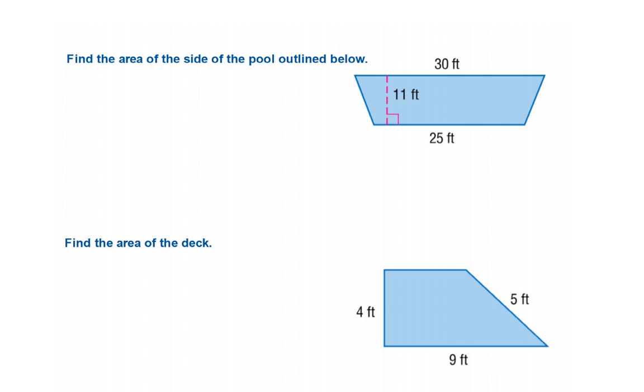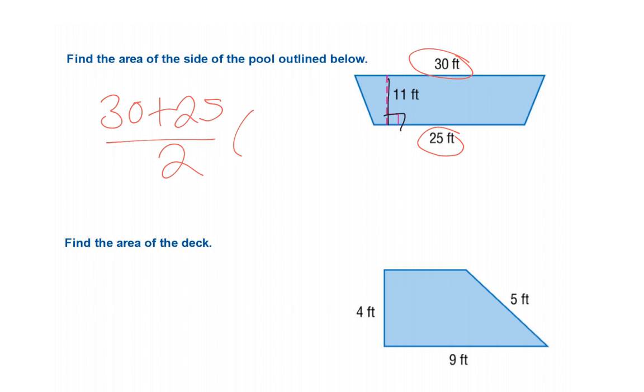Next, we have this trapezoid for a pool. Again, we need to identify our two bases, 30 and 25. So 30 plus 25 divided by 2, because it's the two bases: you add them up and you divide by 2. And then we multiply that by the height. The height is always the segment that makes a right angle with both of the bases. So in this instance, 11. And that gives us an area of 302.5 square feet.